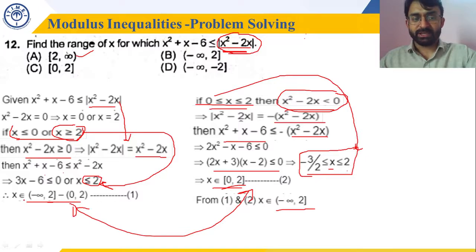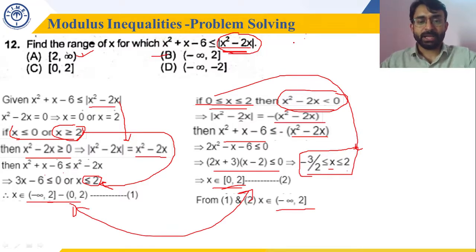So if I take the union, all the values from minus infinity to 2 will be included, excluding minus infinity for obvious reasons. So the answer choice will be not A, I'm sorry, it's B. Answer choice is B, B for Bombay. Is that okay? I hope this is making sense to everybody.